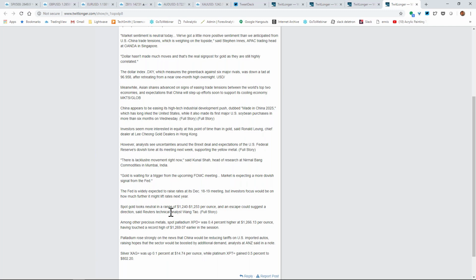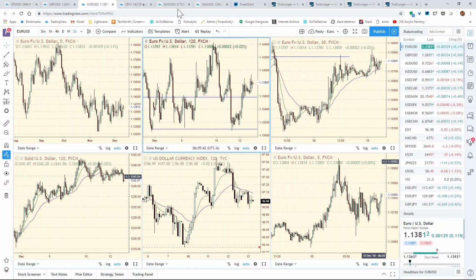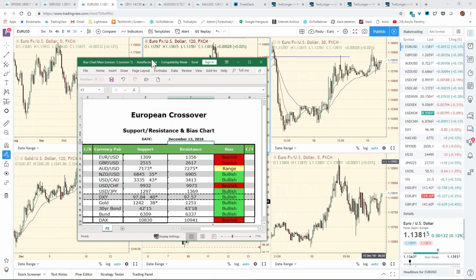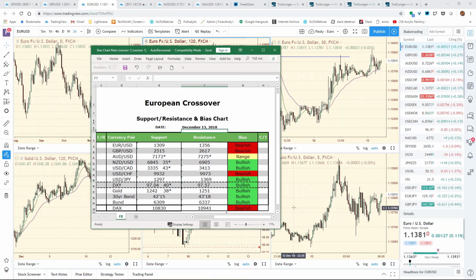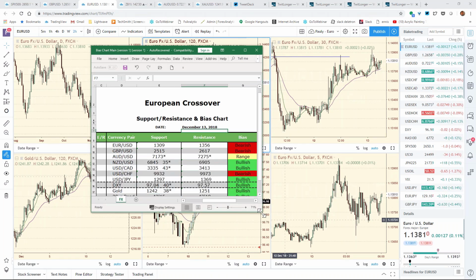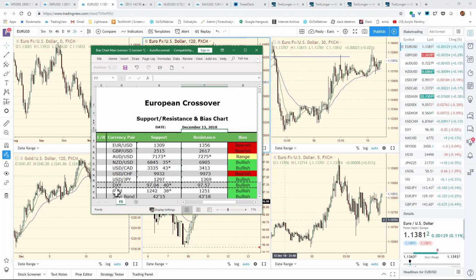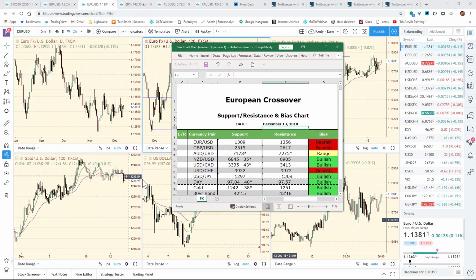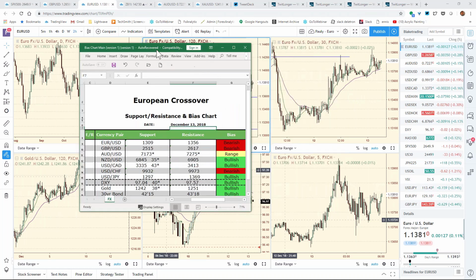So we'll move into the bias chart now. As we get ready for the European crossover at 4 a.m. Eastern, one of the things we'll be moving over here is gold. We'll be looking at the XAU versus the actual futures, but we will quote the spread. Currently, the spread between the XAU, which is right now at 1243.54, and the gold futures is about $4.50. So let's move in here to the euro.